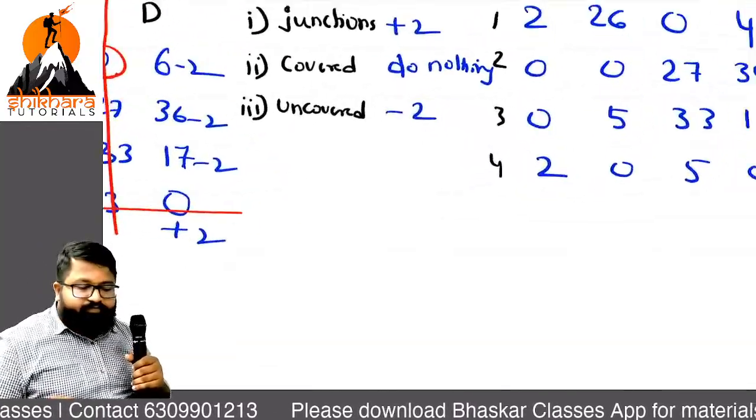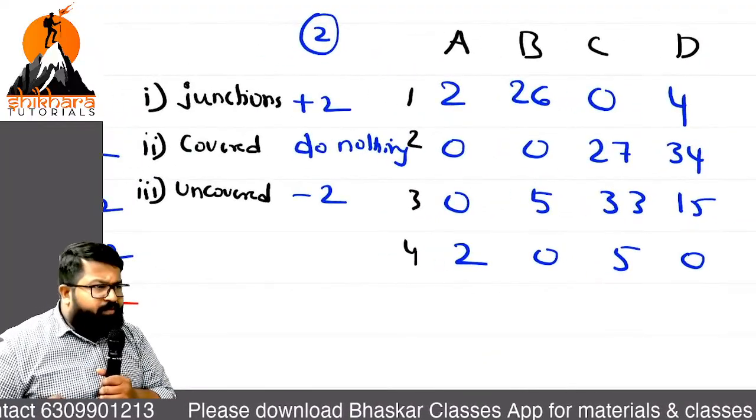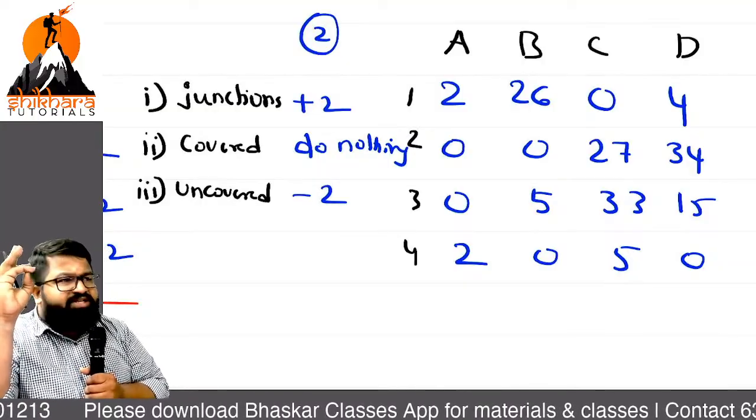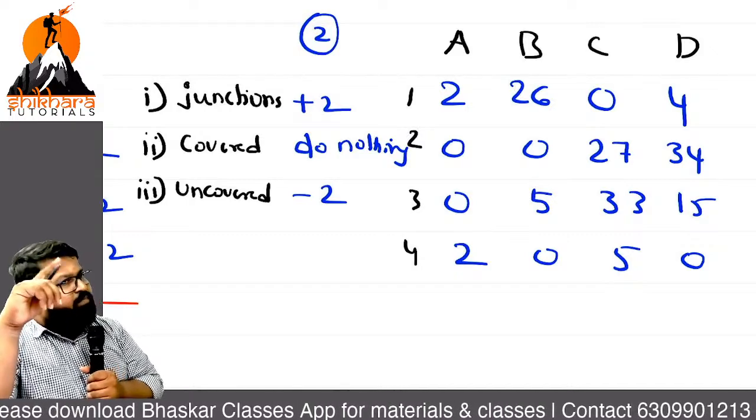Sir, everyone is at this point now. The improvement is done now. How many elements are there in the improvement? 3 categories. What are those 3 categories? Junctions, covered, uncovered. Sir, we identified them. And what is the next step?